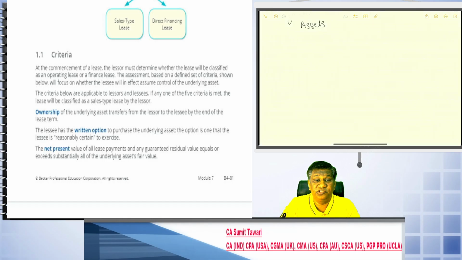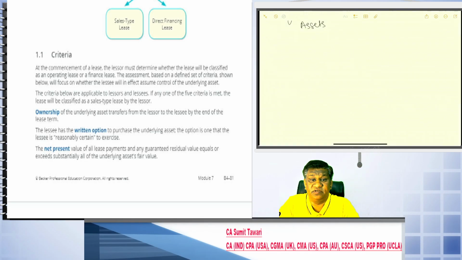Besides this, ownership of the underlying asset transfers from the lessor to the lessee by the end of the lease term. After completion of the lease term, ownership automatically gets transferred from lessor to lessee. Just like when we buy a house with a mortgage from the bank, once we complete all the EMIs, the house is automatically transferred in our name. In the same way, if ownership at the end of the lease term is transferred to the lessee, then we consider this a finance lease.